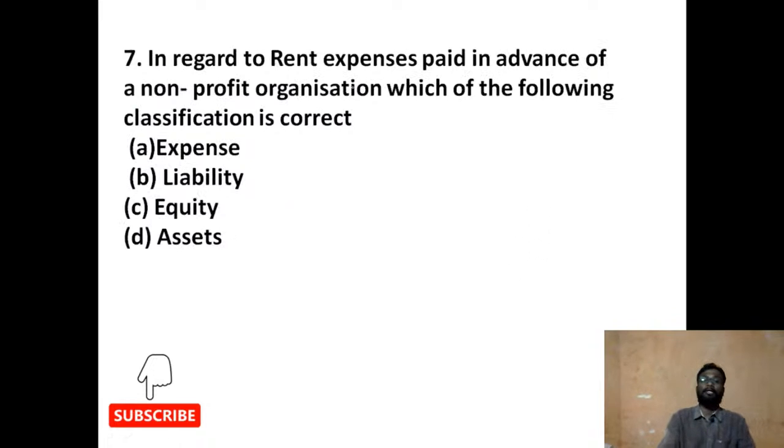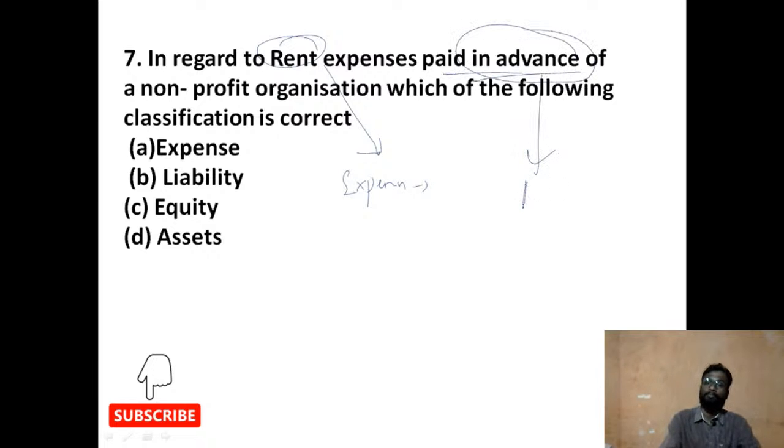In regard to the rent expenses paid in advance of a non-profit organization, which of the following classification is correct? Rent expenses paid in advance. See, rent is an expense, whereas paid in advance, it is an asset. So rent expenses paid in advance is an asset. So option D.